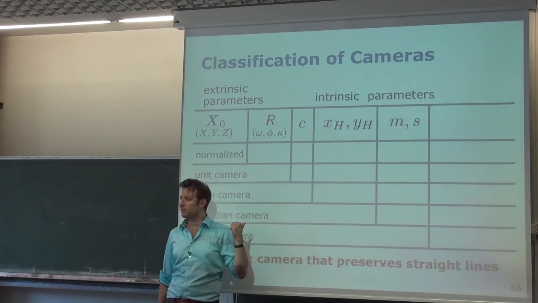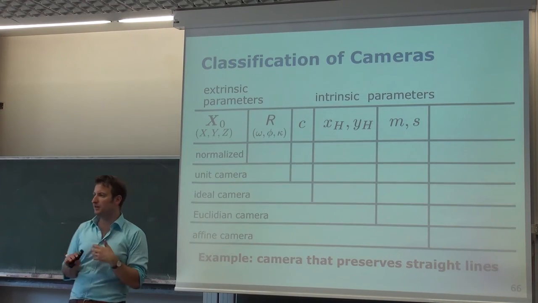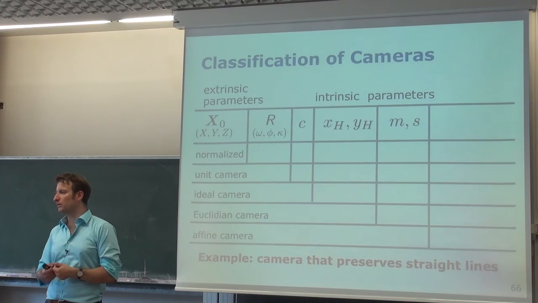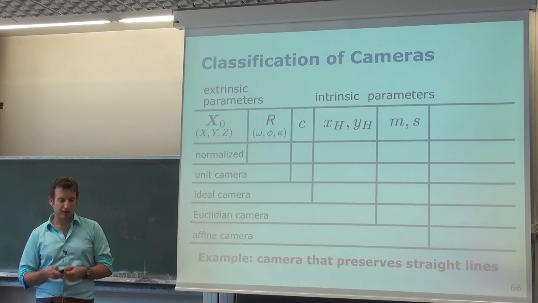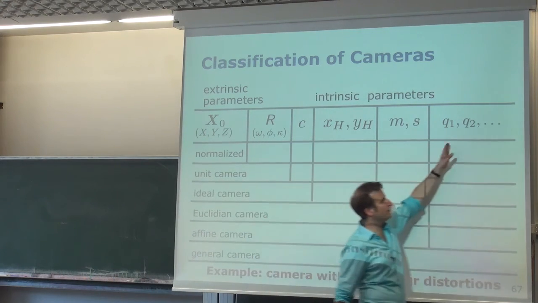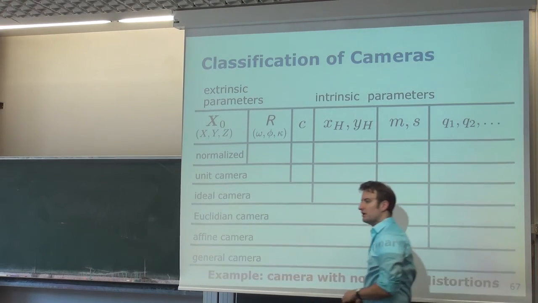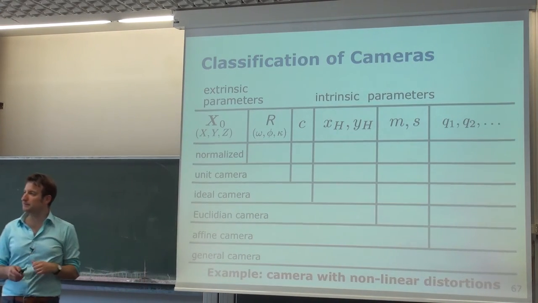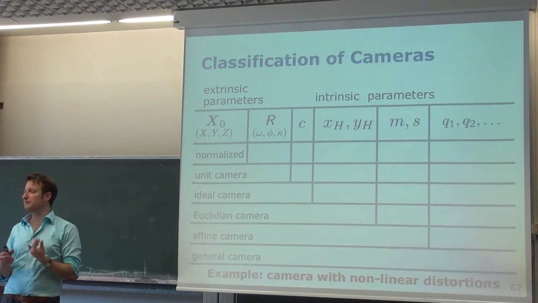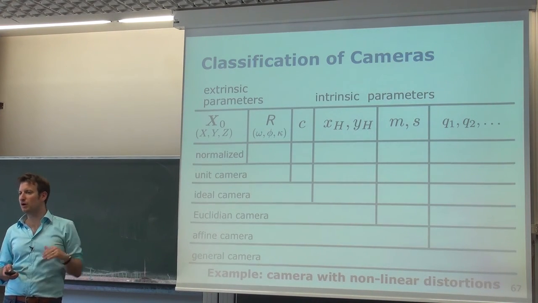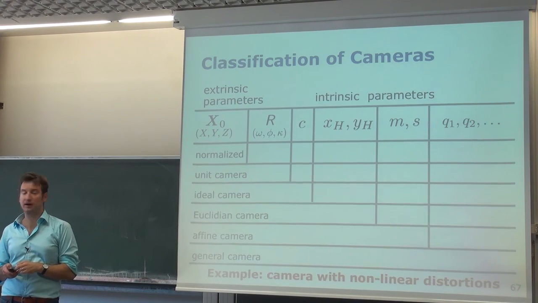So the example with the keyboard we have seen before was not an affine camera because we had these nonlinear effects, which we then tried to compensate for. And in the end, we have the general camera, which takes an arbitrary number of parameters into account in order to do that mapping. All those cameras have different calibration matrices, and the calibration matrices get more and more complex in the sense that more and more parameters are involved.